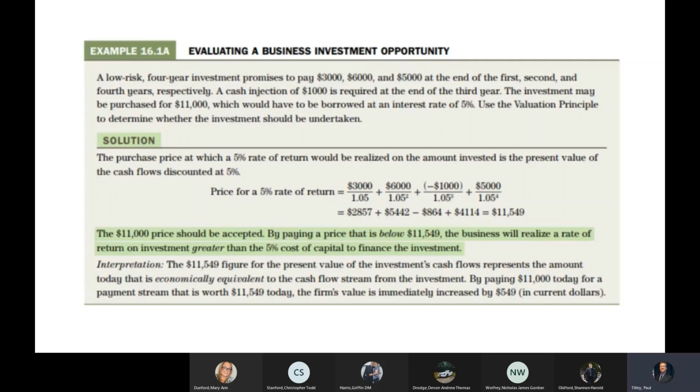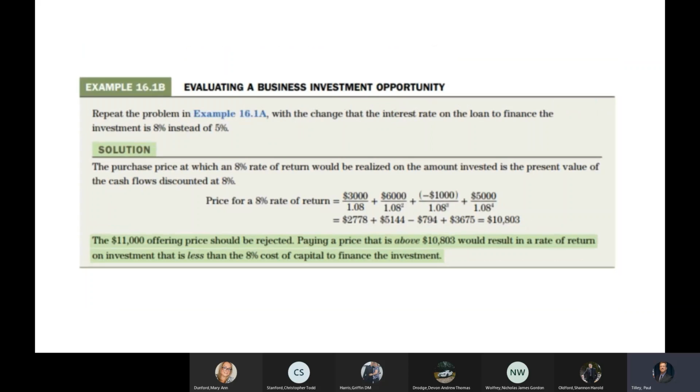We add those together, and that's $11,549 net positive. Well, we got to pay $11,000 up front, so that kind of comes off that. So really, we're $549 to the good. So if we ask ourselves, should we or should we not? If we're $549 to the good, yeah. Let's do it. So that's kind of how that works.